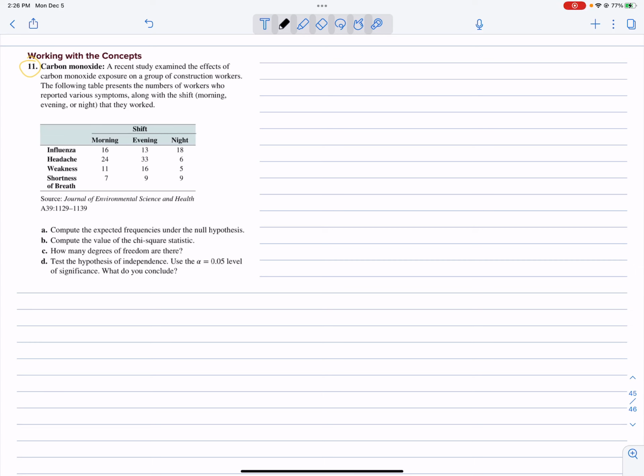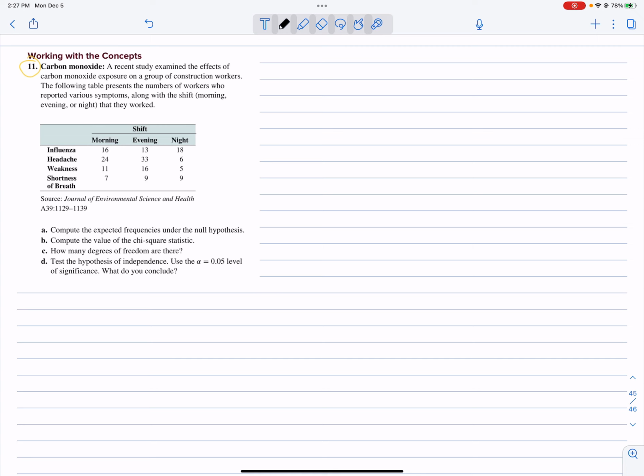Section 12.2, Problem 11. A recent study examined the effects of carbon monoxide exposure on a group of construction workers. The following table presents the number of workers who reported various symptoms along with the shift. So we have the table below. It shows the shift: morning, evening, nighttime, and we have the symptoms like influenza, headache, weakness, shortness of breath.